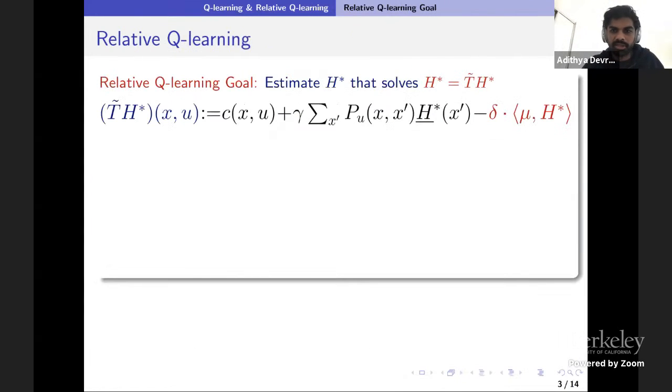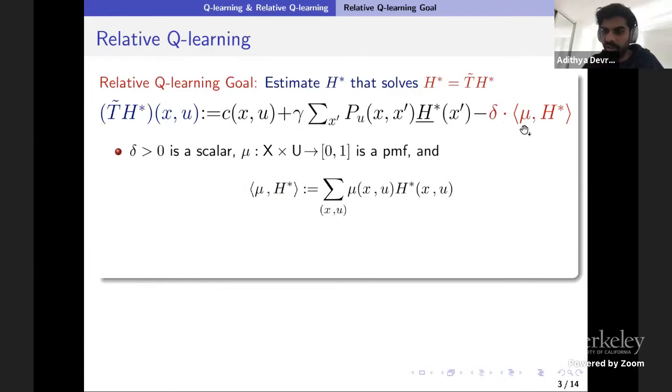In the relative Q-learning algorithm, the goal is to solve a modified fixed point equation. Here T-tilde is what we call the relative Bellman operator. It's the same as the Bellman operator, except that you're also subtracting off a constant. So T H-star would be just the first two terms, and T-tilde H-star is the first two terms minus some constant. This constant has two hyperparameters, delta and mu. Delta can be any positive scalar; I'll get to how to choose it much later on. And mu is a PMF, and mu H-star is the expectation of H-star with respect to this PMF. The choice of mu really doesn't matter for the results that I'll be talking about.